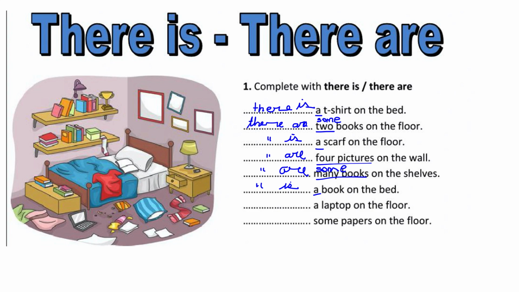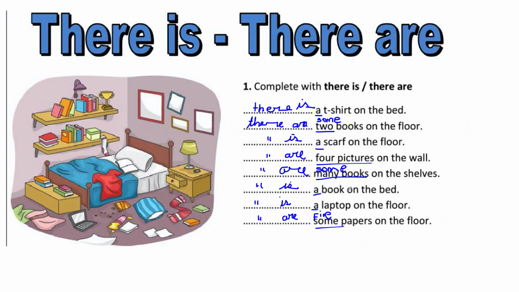If you notice, we are describing this room. There's a t-shirt on the bed. There are 2 books on the floor. There's a scarf on the wall, for example. A laptop on the floor. If it is a laptop, we say there is because it is singular. Some papers on the floor. So here we use there are. And as I told you before, if you know the exact number, 1, 2, 3, 4, 5, you can replace some papers and say there are 5 papers on the floor.